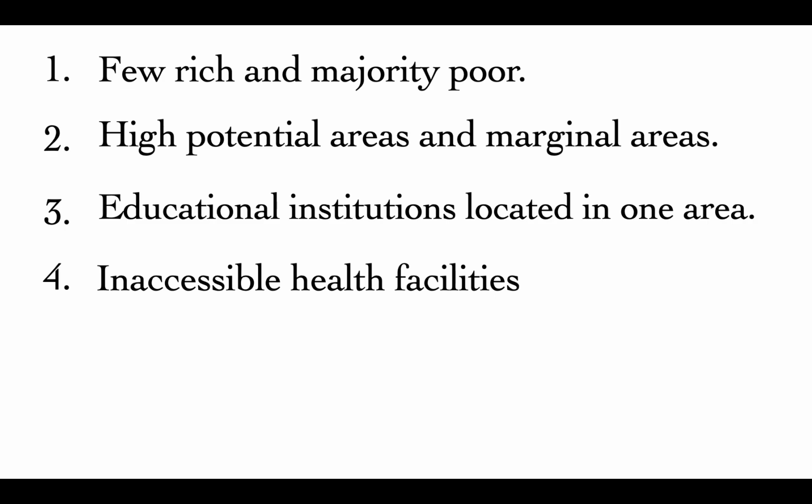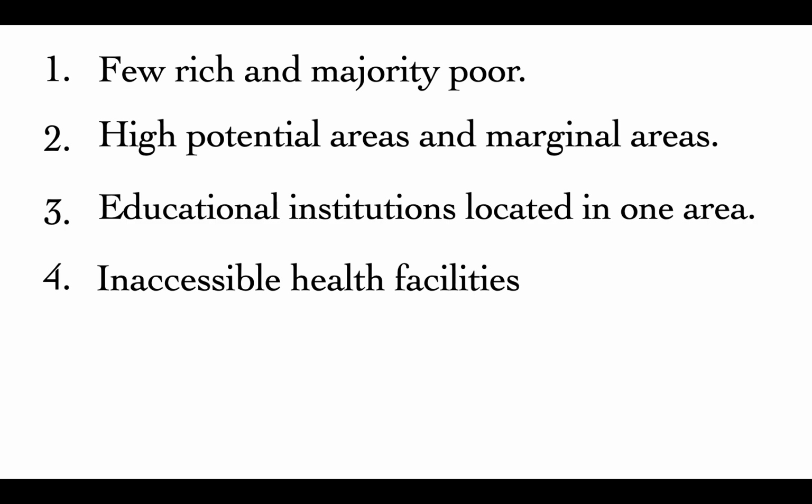Causes of inequitable distribution of wealth: a few are rich and the majority are what? Poor. So we are having very few rich people while the majority are poor. In Kenya, over 50% of its population currently lives below the poverty line. Also, we have high potential areas, and we also have the marginal areas. It means that some areas of Kenya are endowed with plenty of natural resources, while others do not have.